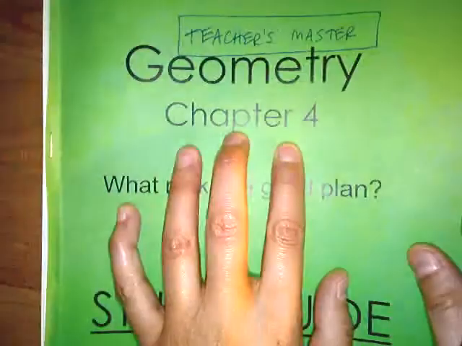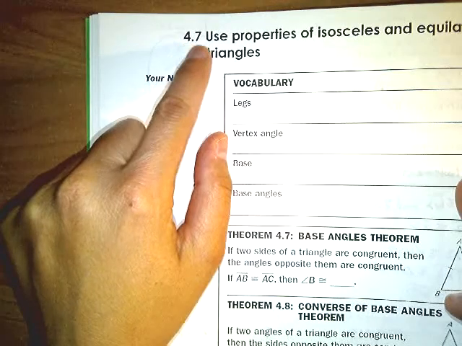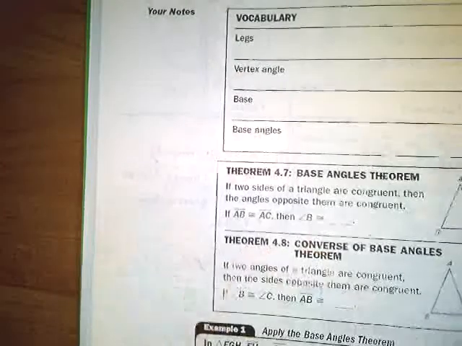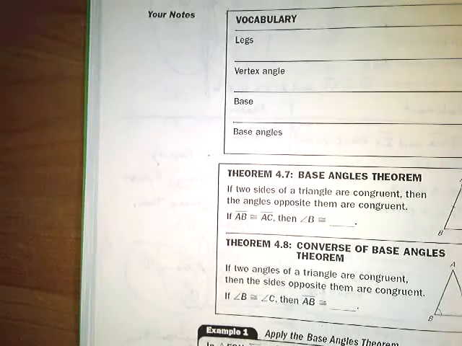Alright, this is a lesson out of the Chapter 4 Study Guide for Geometry, and this is 4.7, Chapter 4, Section 7. This one has to do with properties of isosceles and equilateral triangles.